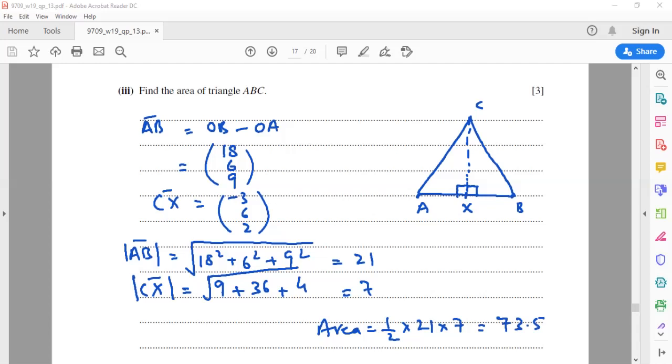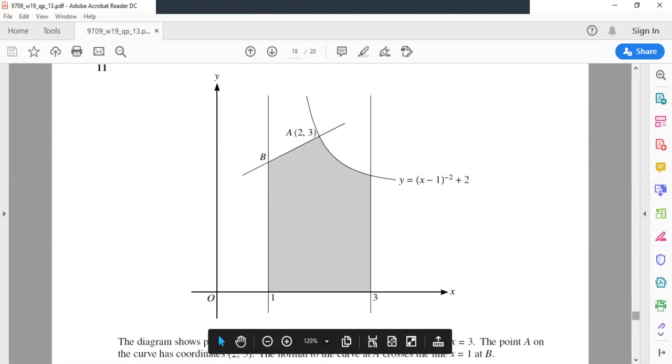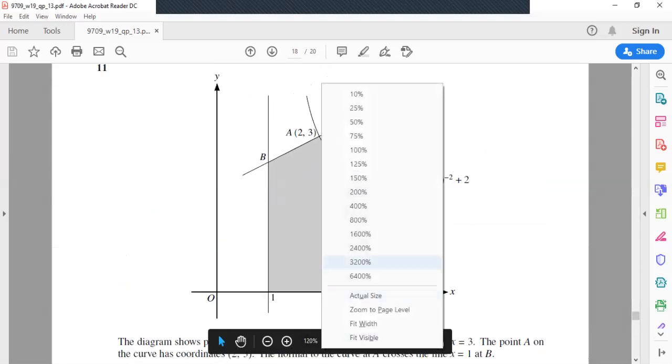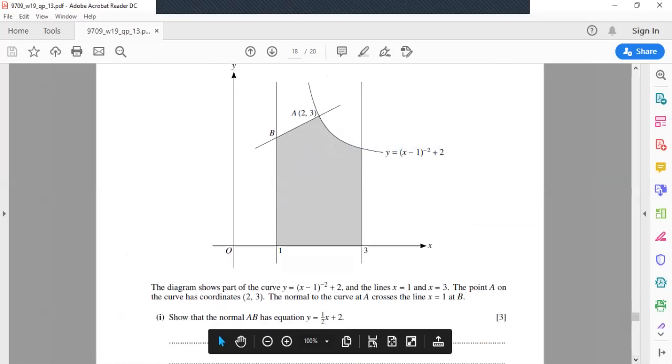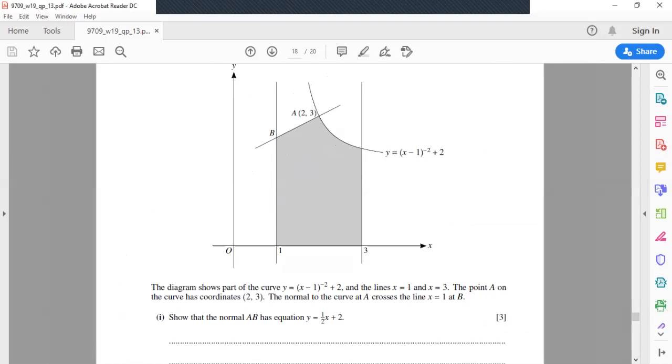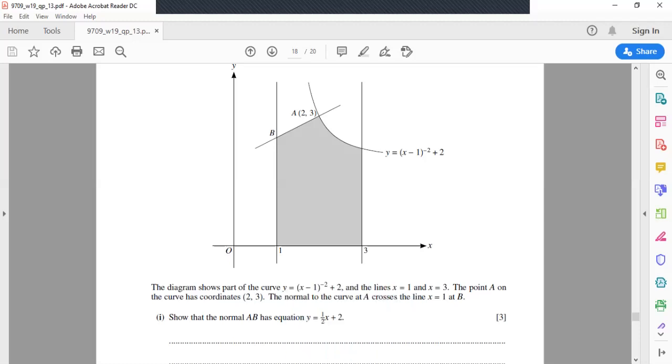Now let's go to question number 11. Let me make it a bit smaller so that it's easier for us to see. Okay. Now here, this is a line and a curve shown to you. The diagram shows the curve and the lines x equals 1, x equals 3. And the point A on the curve has coordinates (2, 3). The normal to the curve at A crosses the line x equals 1 at B. Okay, fine. Show that the normal AB has this equation.